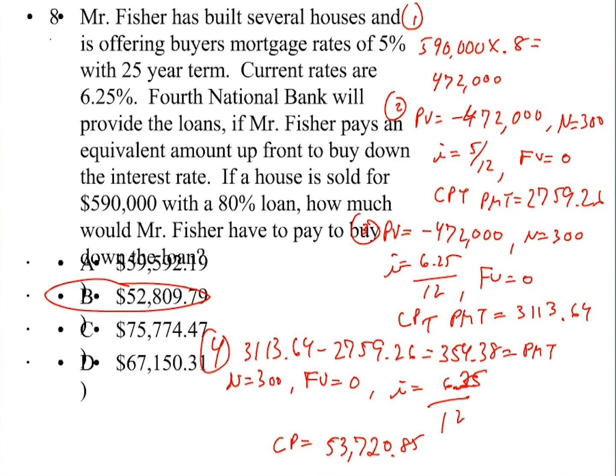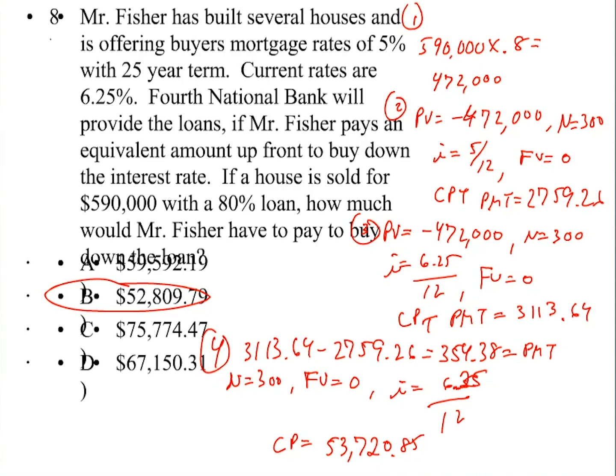We have the payment of $3,113.64 from step 3 with 6.25, and the payment of $2,759.26 from step 2 at 5%. The difference being $354.38. So what Mr. Fisher needs to do is pay the present value of $354.38 300 times, because he'd have to pay this every month for 300 months at the going rate, 6 1/4.